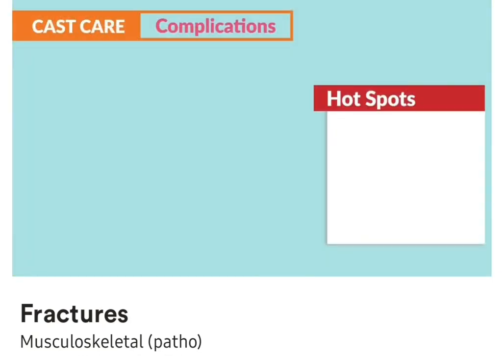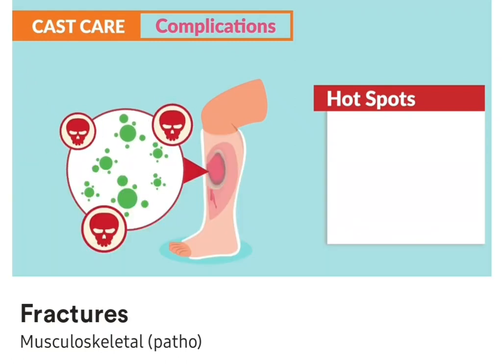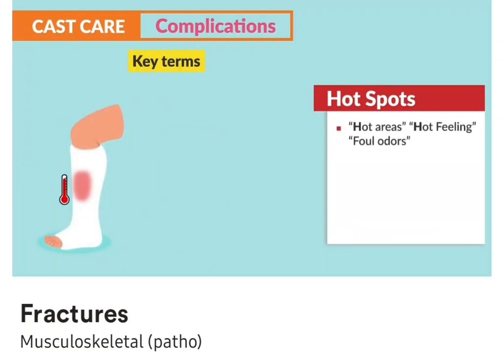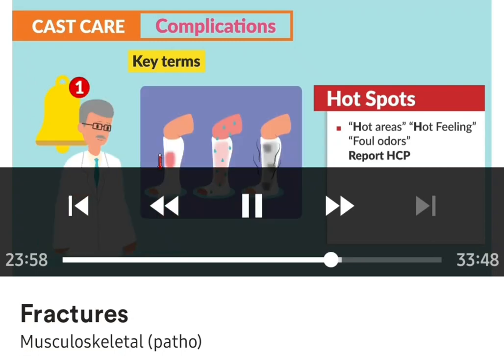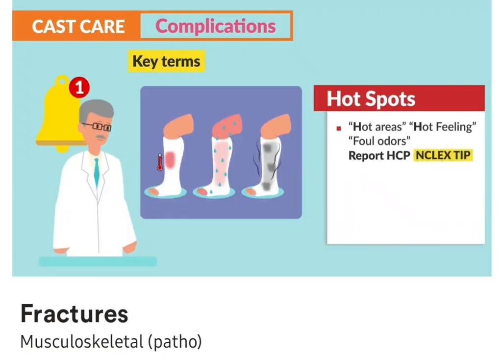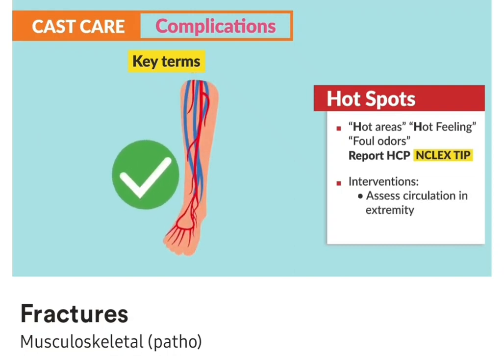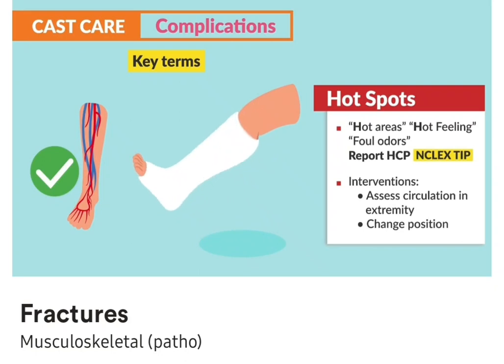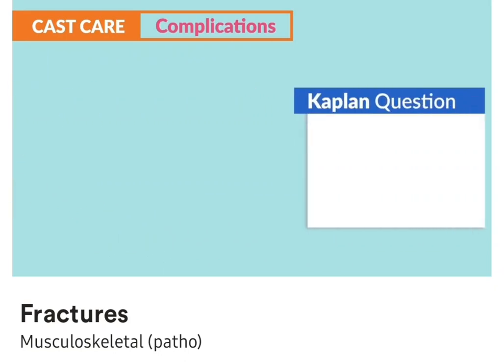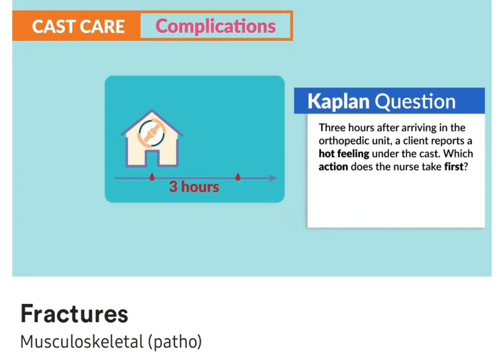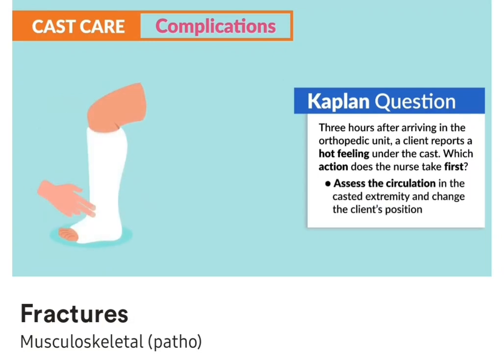Okay, now for hot spots, remember this is infection under the cast. The key term is hot areas or a hot feeling, HCP. So write that down. Huge NCLEX tip. Now the interventions for hot spots include assessing circulation in the extremity and changing the position. So Kaplan mentions, 3 hours after arriving to the orthopedic unit, a client reports a hot feeling under the cast. Which action does the nurse take first? Assess the circulation of the casted extremity and change the client's position.